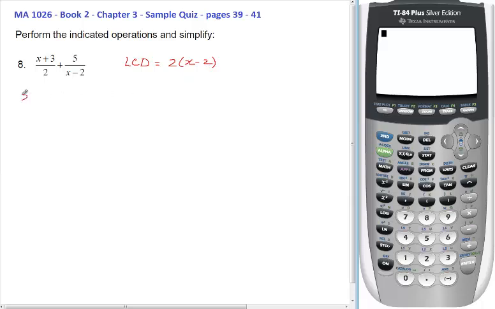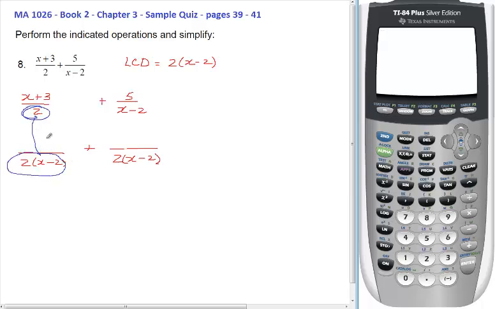My objective now is to make each denominator 2 times x minus 2. So I'll rewrite these, leaving a little space in between. Remember what we want to do now: make each of the denominators 2 times x minus 2. How do I turn the 2 into 2 times x minus 2? Well, you can probably see how to do that. We're going to have to multiply it by x minus 2.